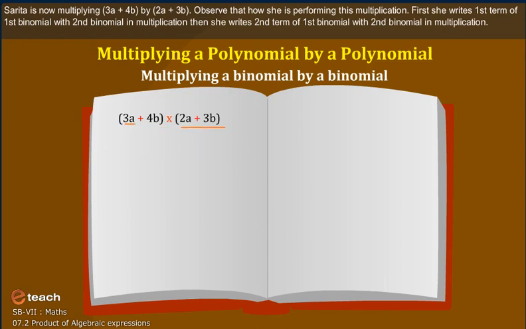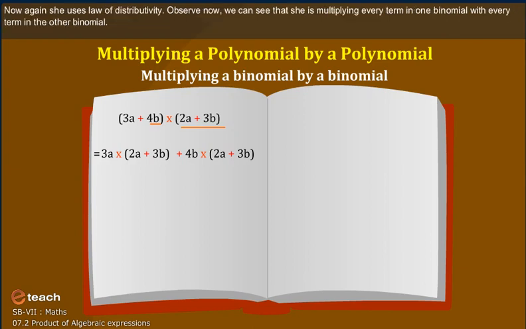First, she writes the first term of the first binomial with the second binomial in multiplication. Then she writes the second term of the first binomial with the second binomial in multiplication. Now again, she uses the law of distributivity. Observe now. We can see that she is multiplying every term in one binomial with every term in the other binomial.